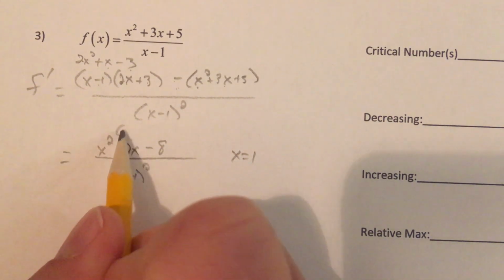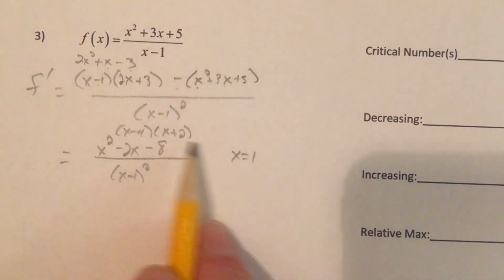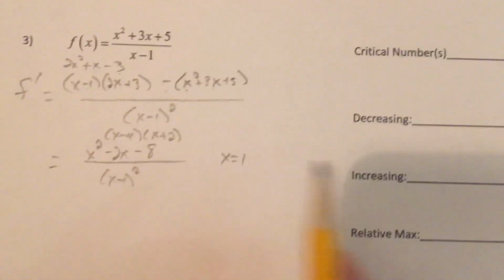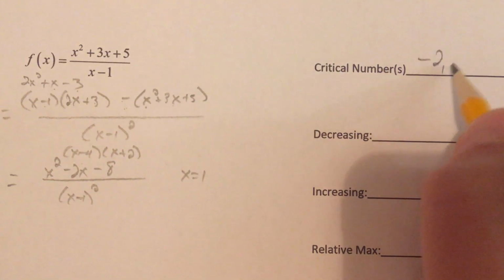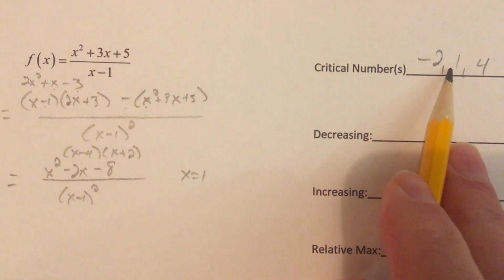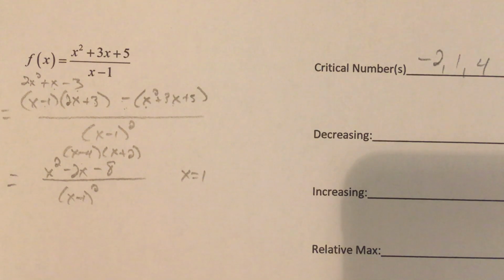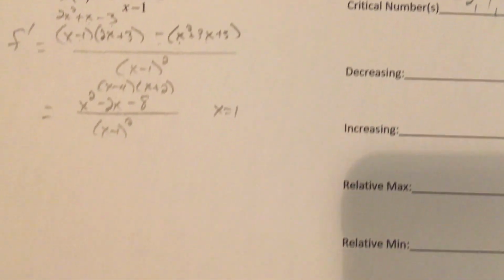But up top, you can see that that factors into x minus 4, x plus 2. So that creates critical points at 4 and negative 2 as well. So our critical points: negative 2, 1, and 4. 1 is an asymptote. We have to keep that in mind. We still have to use it to differentiate between increasing and decreasing, but it's not going to be a relative minimum or maximum because of the asymptote nature to it.